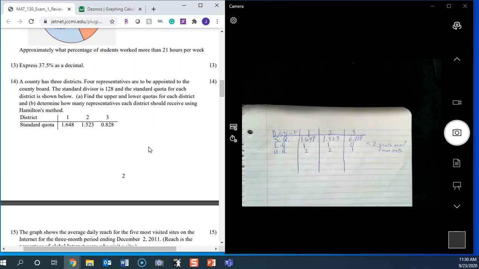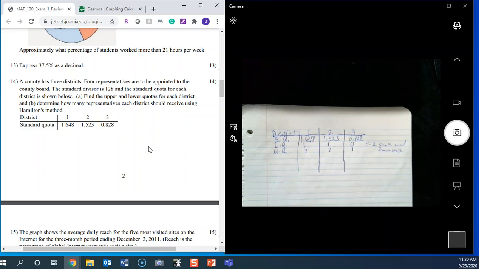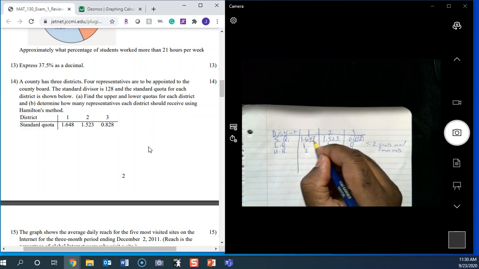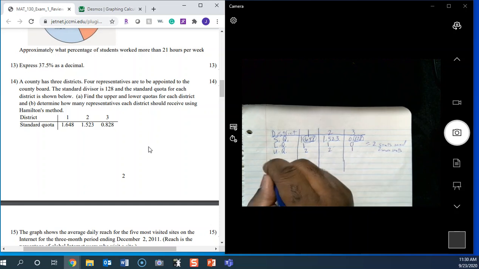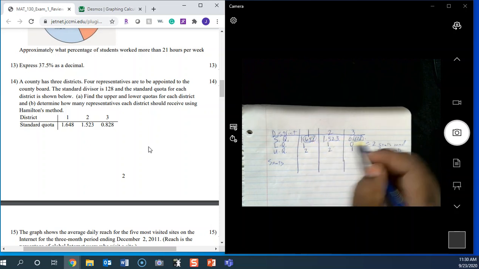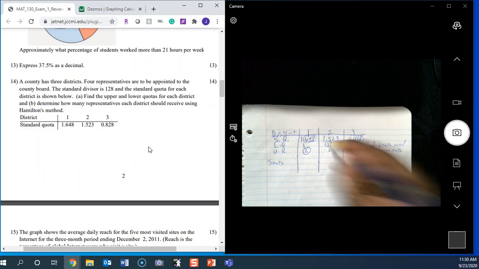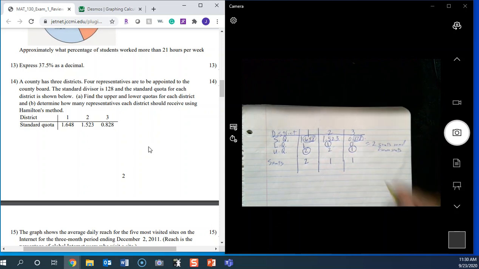So according to Hamilton's method, this is what we would do. We look behind the decimal of all of our standard quotas, and since we need 2 seats, we would take the 2 highest values behind the decimal. And that would be this 828 and the 648. So it'll be District 1 and District 3. When we're doing the seats, we'll write down seats here. For the 2 values that had the highest amount behind the decimal, we would take their upper quotas. The one that we did not change, we would still use its lower quota. So the seats would be 2 for District 1, 1 for District 2, and 1 for District 3. And that gives you your 4 seats. And that is it.